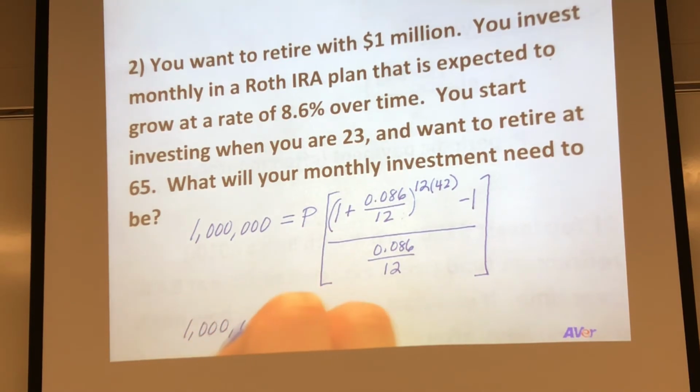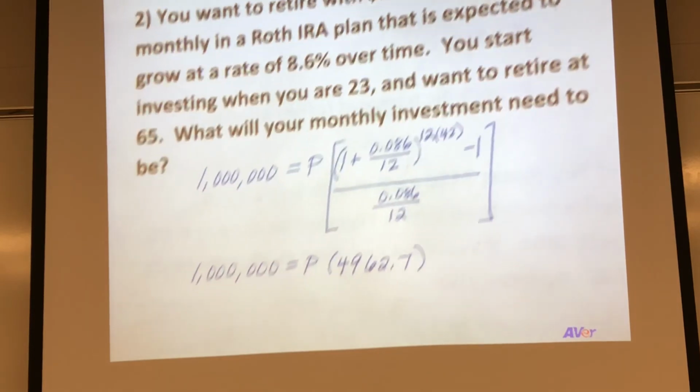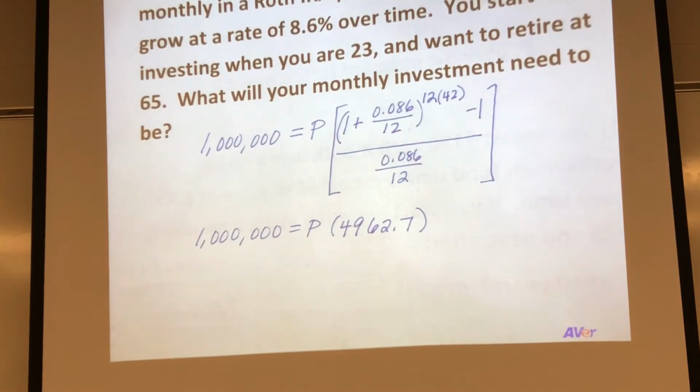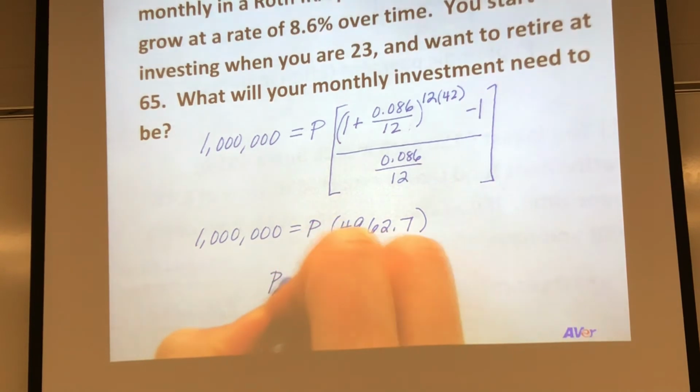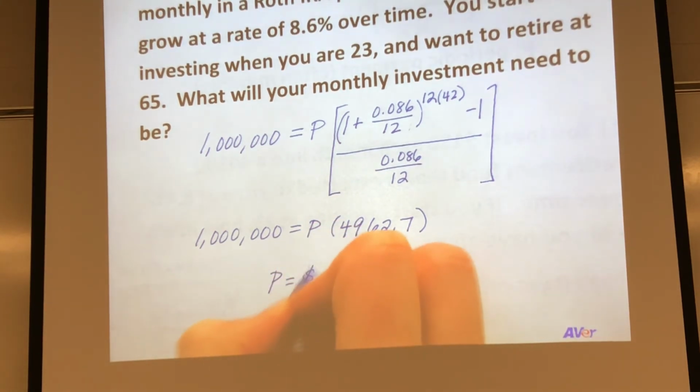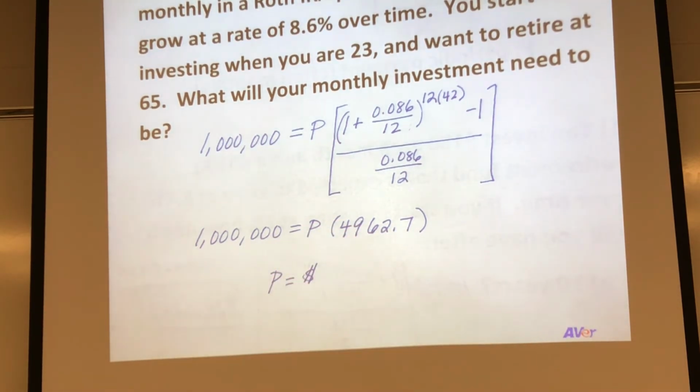So we're going to get that number. It'll be a decimal, and use your store feature. You're going to have 4,962.7 if you did it correctly. And then we have to divide both sides by that. So you're going to take 1 million divided by that number. And you're going to find out that what you have to put away each month isn't that much.